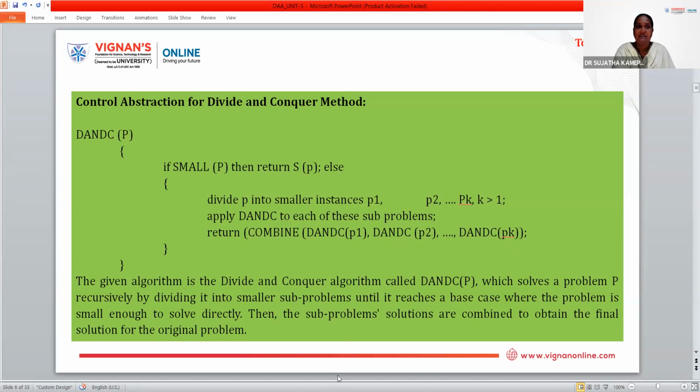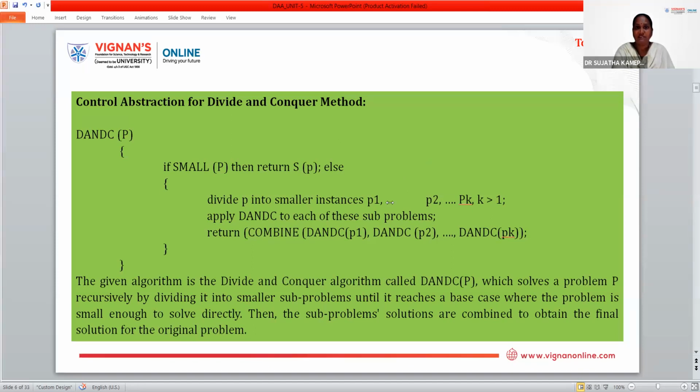Here you can see this control abstraction tells that it represents the general procedure we have in the divide and conquer algorithm. Here P is the complex problem we are taking, and K is the number of subproblems. First, it checks the problem P. If it is small enough, the problem can be solved directly, that is, it gives the solution of P. If the problem P is not small enough, divide it into K smaller subproblems.